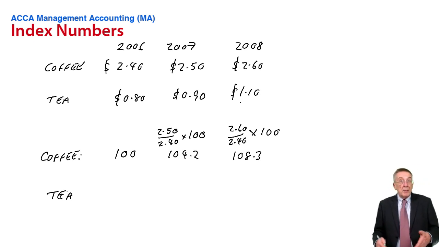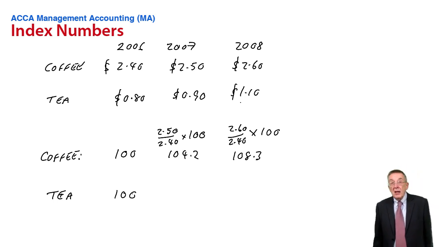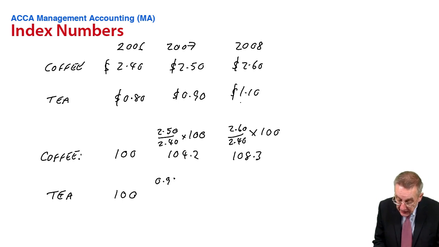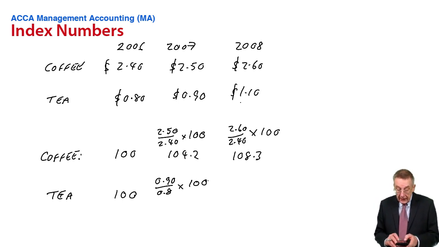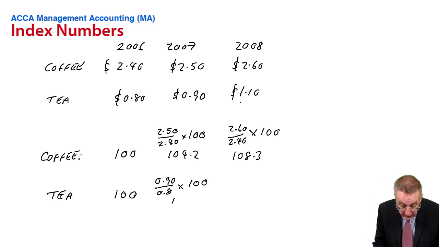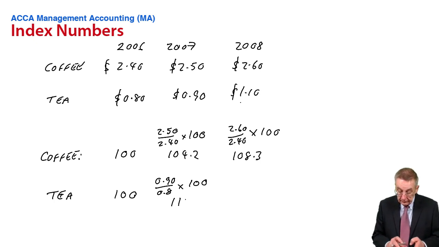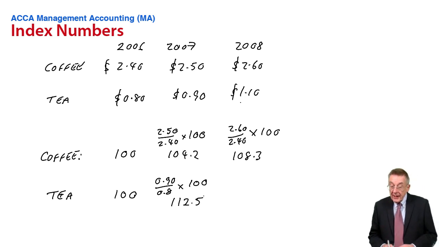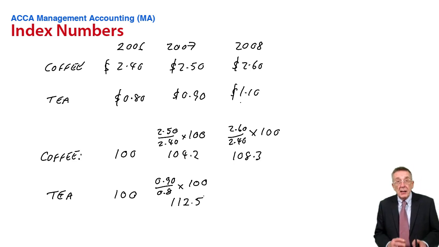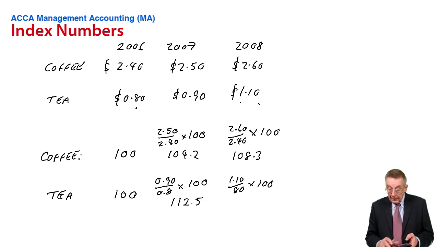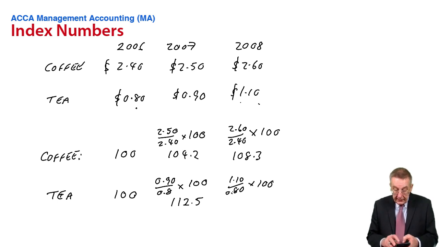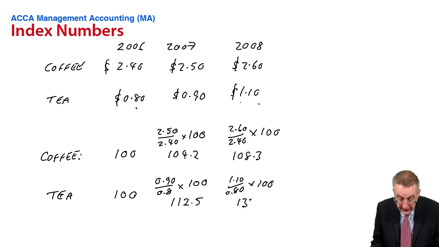Let's have the base year, the year when we have 100, as 2006. Well, for every 80 cents in 2006, by 2007 it was 90 cents. So the index number, 0.9 divided by 0.8 times 100. The index for 2007 will be 100. No, that can't be right. Yes, 112.5. And similarly, in 2008, still with 2006 as our starting point, our base, and the starting point's always 100, well, it had gone from 80 to 110. So $1.10 divided by 0.8 times 100 goes to 137.5.